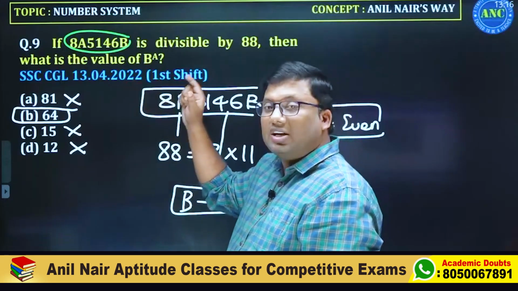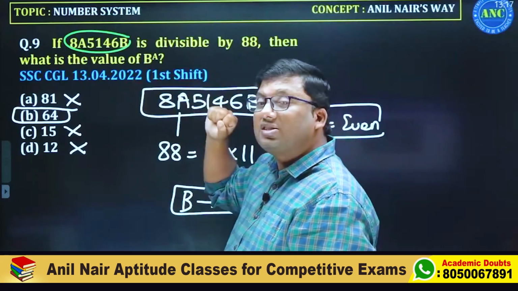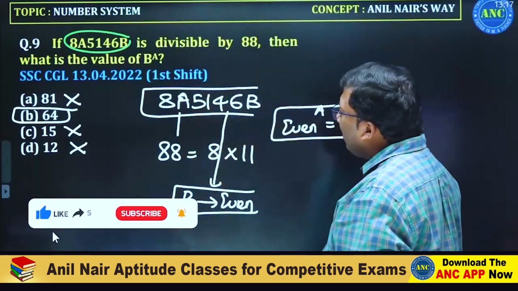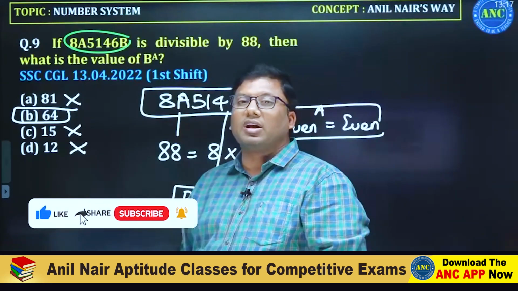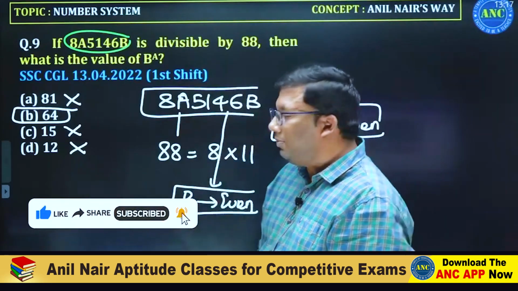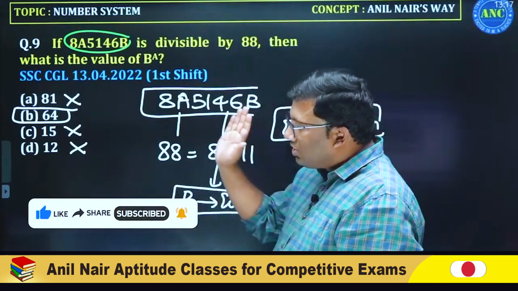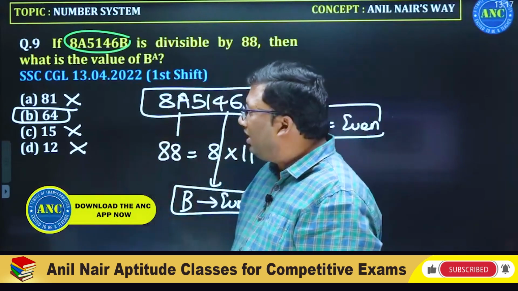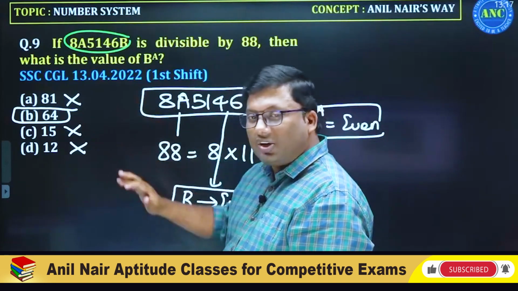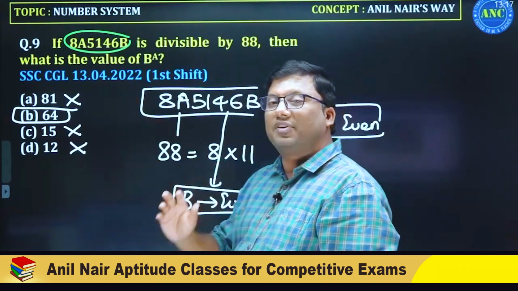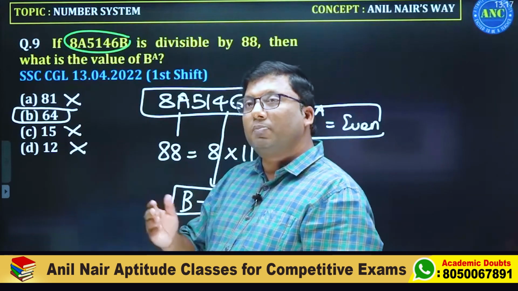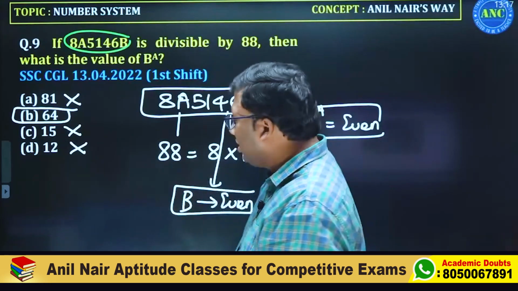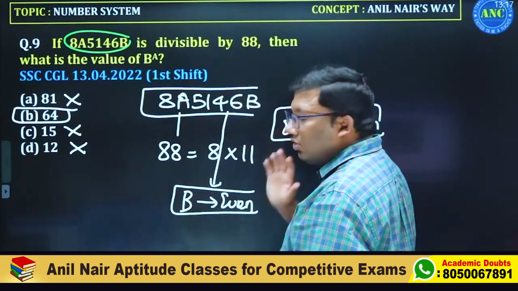I just said that B should be an even digit because the number should be divisible by 8. Even power any number will be an even number only, so the answer should be an even number. 81 is out and 15 is out. So 64 and 12. 12 is not a power of any even number. 2 power 3 is 8, 2 power 4 is 16. So it cannot be. This is one way to look at this question.